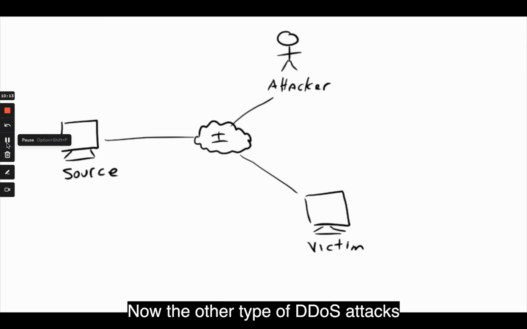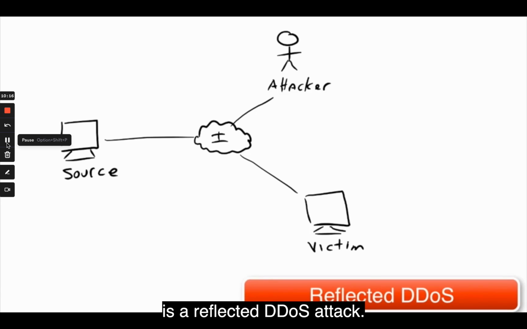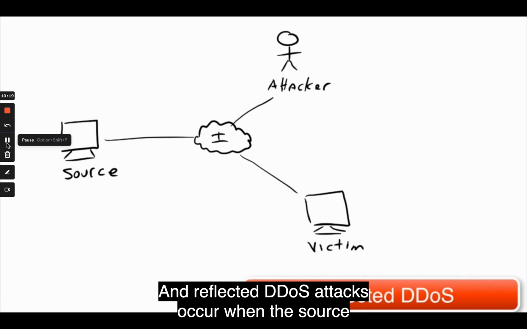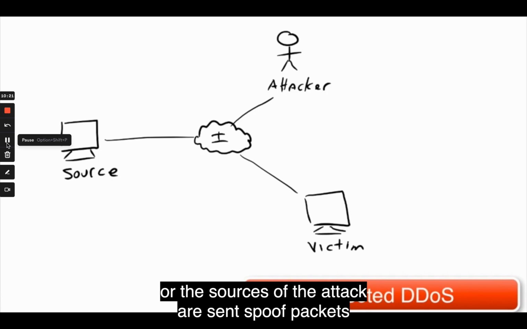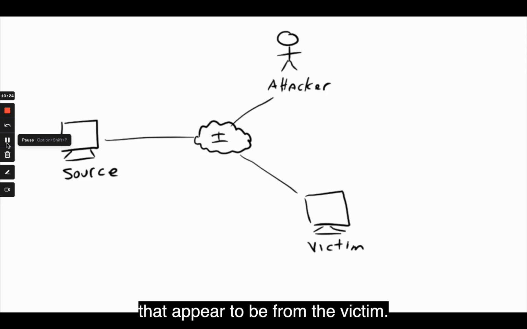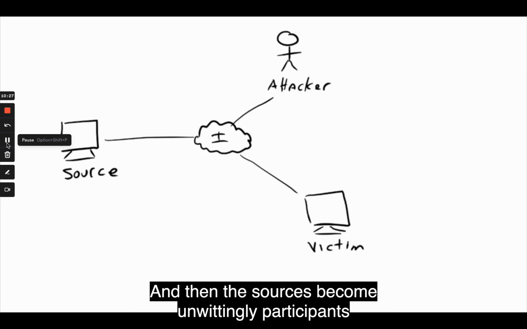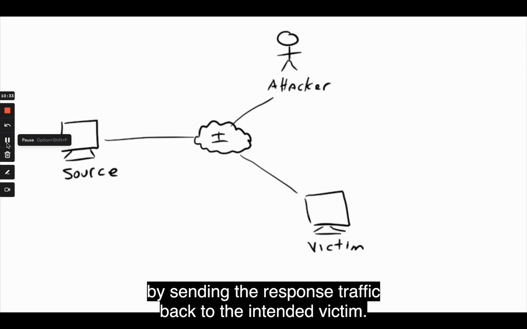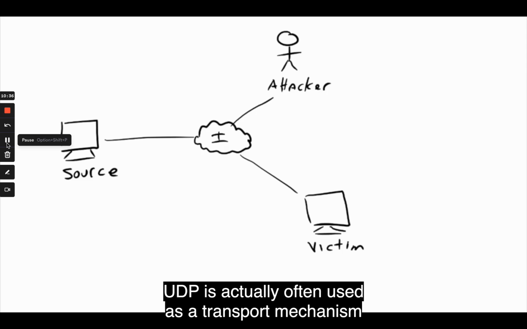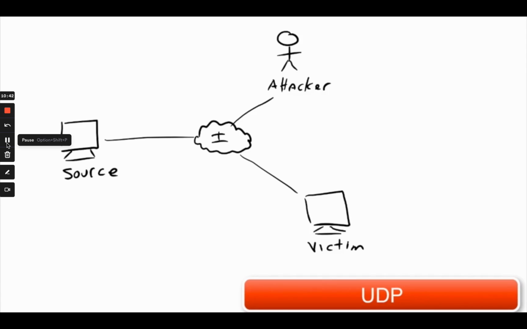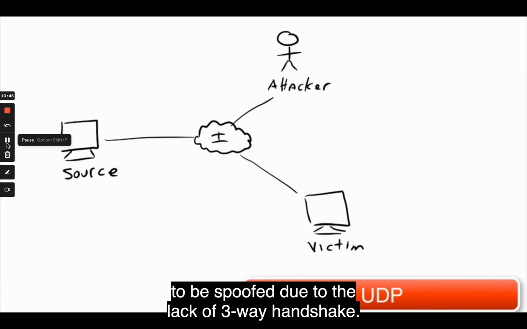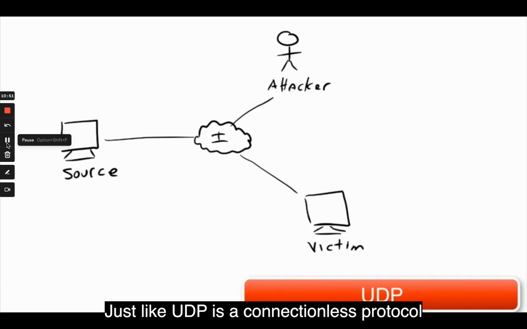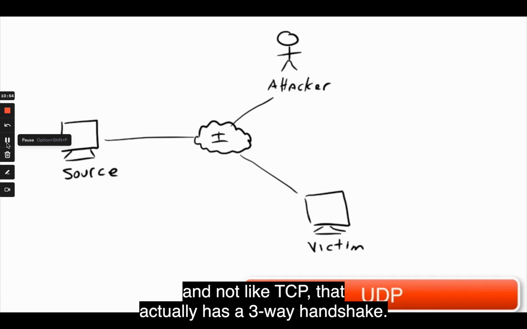The other type of DDoS attack is a reflected DDoS attack. Reflected DDoS attacks occur when the sources of the attack are sent spoofed packets that appear to be from the victim. The sources then become unwitting participants in the DDoS attack by sending the response traffic back to the intended victim. UDP is often used as a transport mechanism because it is easier to spoof due to the lack of a three-way handshake. UDP is a connectionless protocol, unlike TCP, which has a three-way handshake.